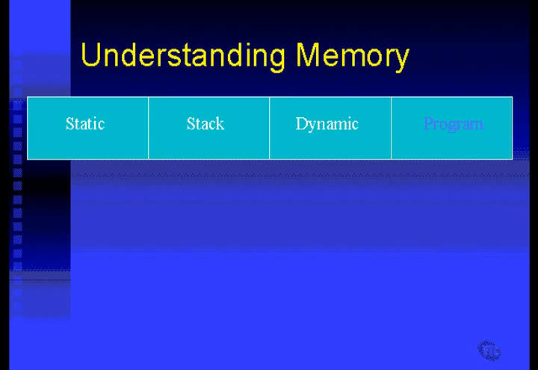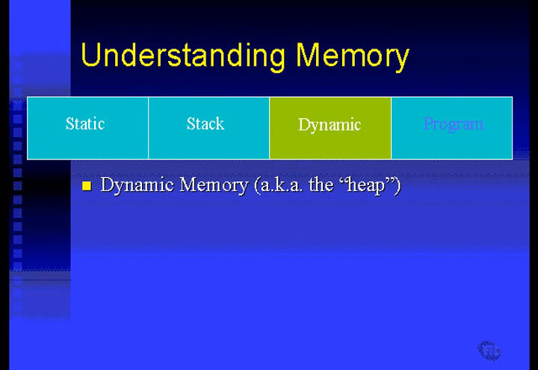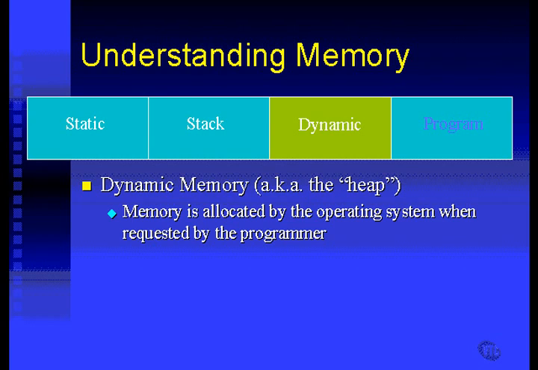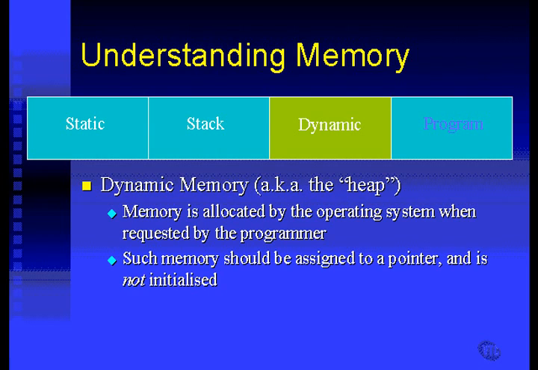Thirdly, we have dynamic memory, which is actually the subject of this particular module. Dynamic memory is also known as the heap, and any memory that you use in the dynamic memory area is allocated only when the programmer requests it. Again, this memory is not initialized. If you obtain such memory from the operating system, you should assign a pointer to it so that you don't lose track of it.